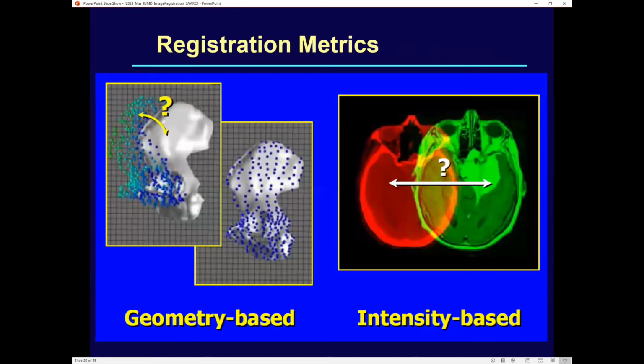Now, coming to the registration metrics, most registration approaches used today can be classified as either geometry-based or intensity-based. Geometry-based metrics use external features extracted from image data, such as anatomical or artificial landmarks and organ boundaries, while intensity-based metrics use the voxel intensity directly.